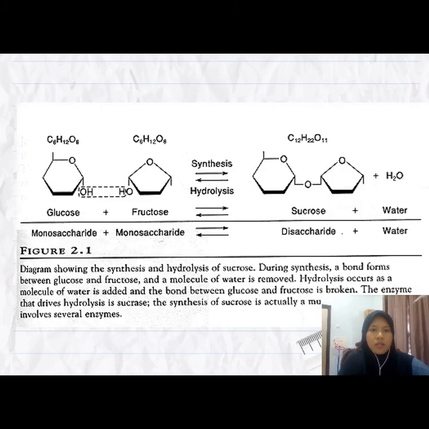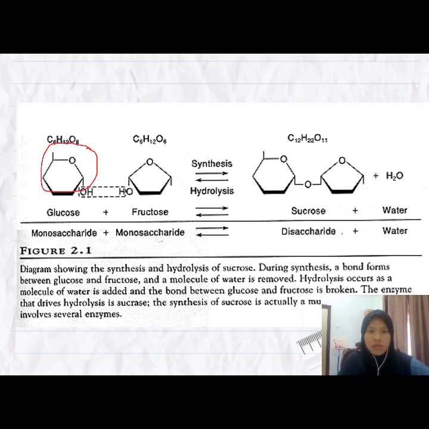Okay, so this is an example on how to synthesize sucrose. So if you still remember, sucrose is a type of disaccharide and it is synthesized from glucose and fructose. And glucose and fructose both are monosaccharides. Okay, so dia satu je glucose. So you can see here, okay, glucose dia monosaccharide. So dia ada satu je.